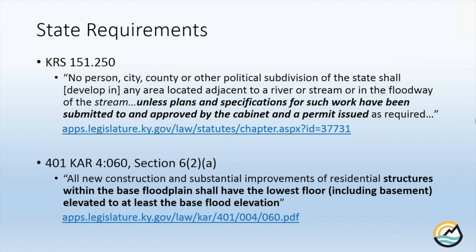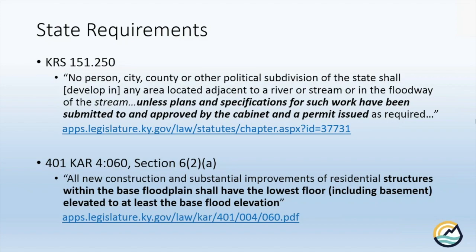In Kentucky, we have state requirements. KRS is the Kentucky statute. 151-250 is where we have the authority to issue permits. So no person, city, county, or other political subdivision of the state shall develop in any area located adjacent to a river or stream or in the floodplain of a stream unless plans and specifications for such work have been submitted to and approved by the cabinet and a permit has been issued. So that statute gives us the authority to issue permits in and along streams in Kentucky. And again, links there if you want to go take a look at the statute itself and read the whole thing. But the statute tells us what we shall do.